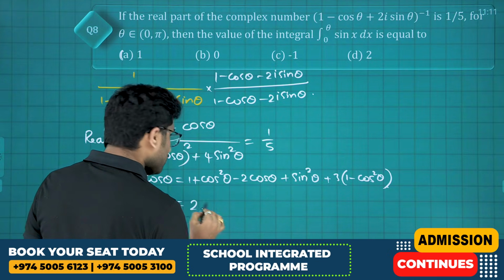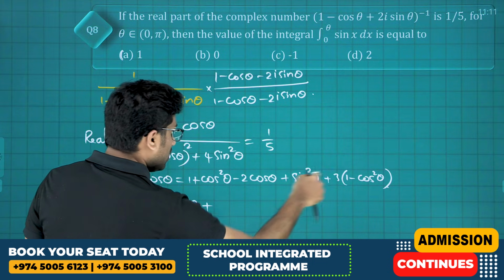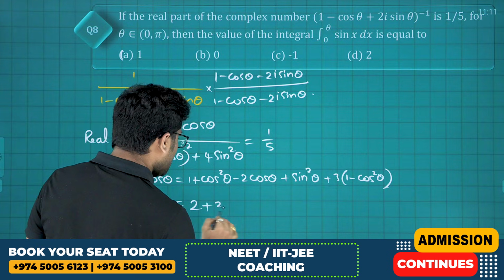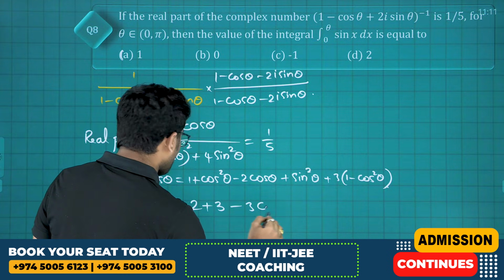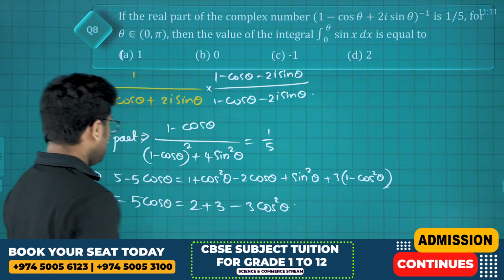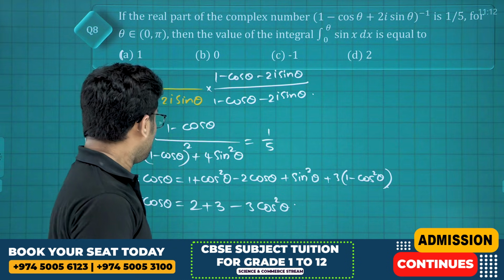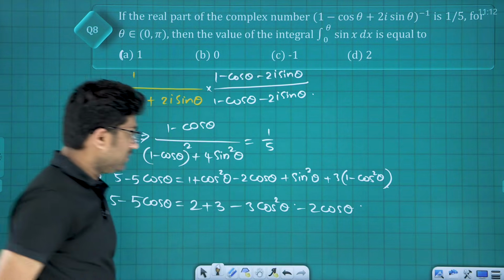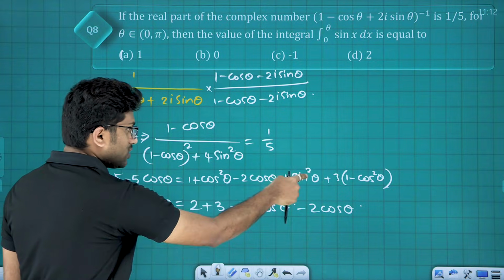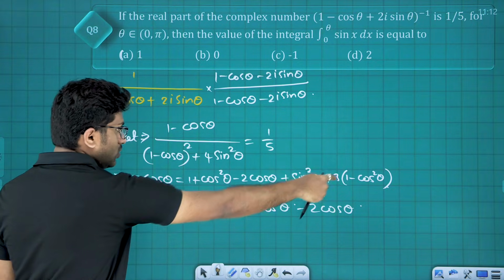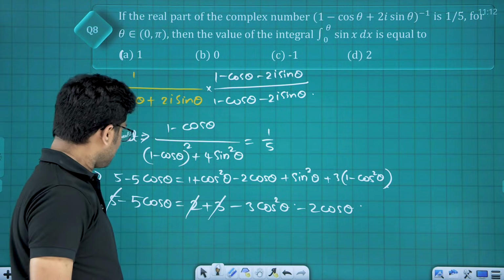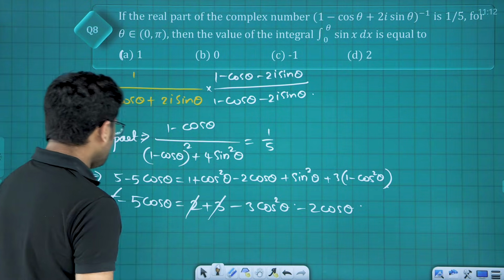1 plus 1, 2, plus 3, so the 3 ones give 3, minus 3 cos square theta. We have minus 2 cos theta also. 1 plus cos square plus sin square is 1, 1 plus 1 is 2, plus 3. So this 5 got cancelled clearly. Okay, done.